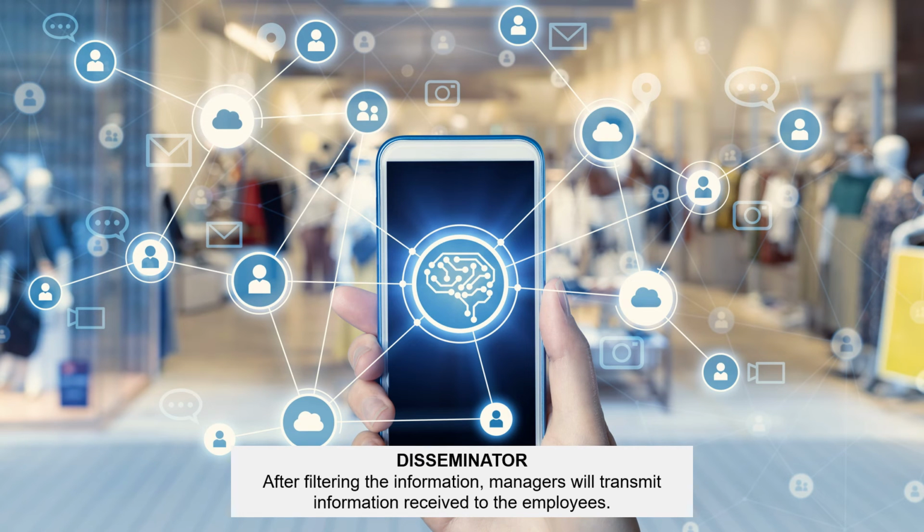The second one, you also need to play the role as disseminator. After filtering the information, managers will transmit the information received to the employees. So when you play the role as monitor, you collect all the information, then you have to play the role as the disseminator. Here you have to give out the information to your employees. But which information do you want to give to your employees? Of course, you have to filter the information. Only the reliable, useful, important information is what you need to give to your employees. That's why we have to filter the information first before we give it out to the employees.